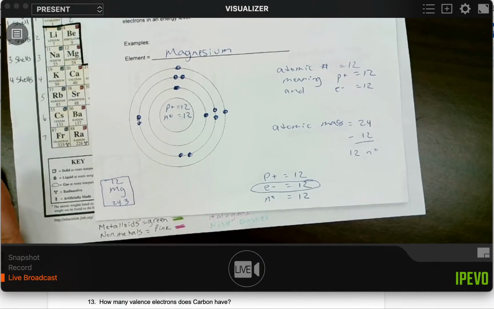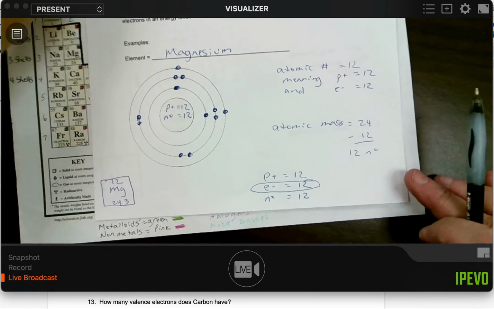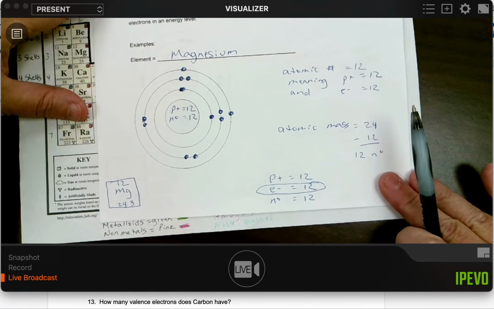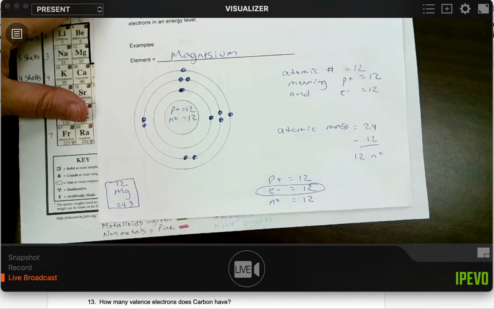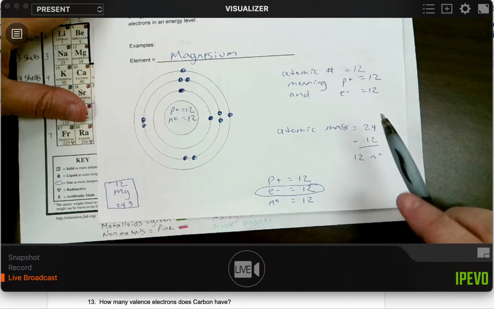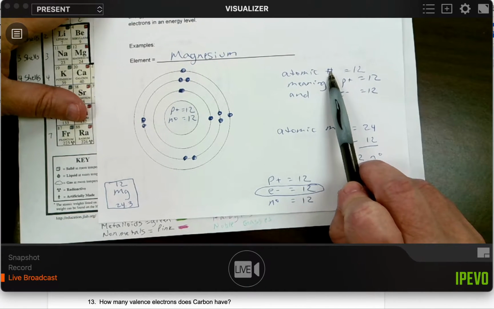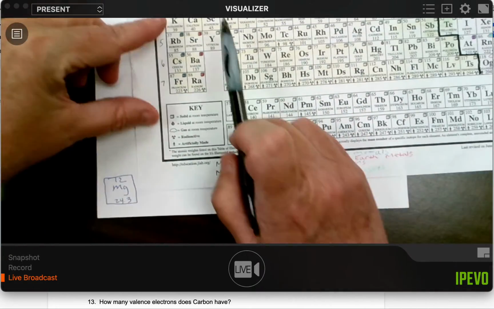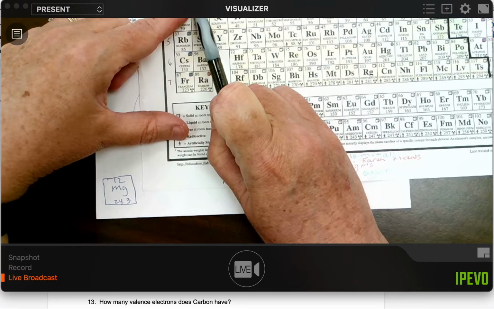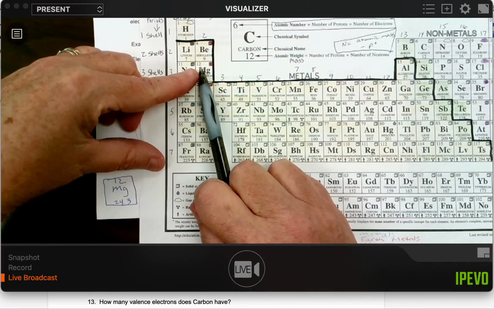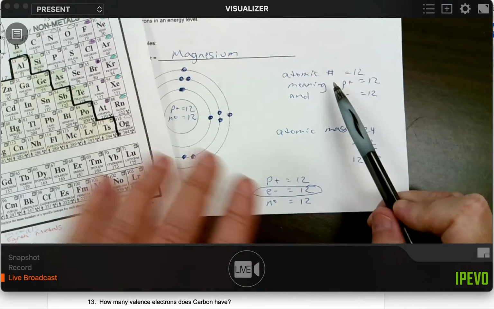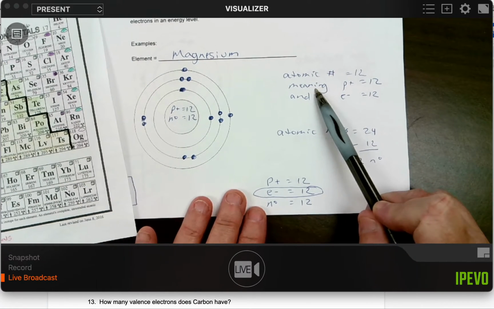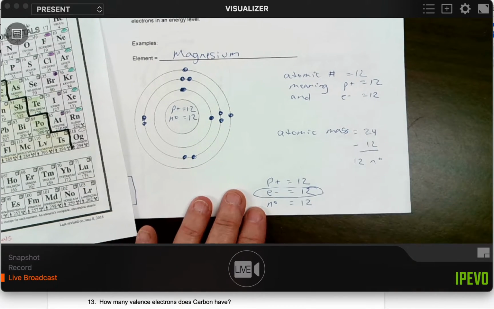Okay, so we have magnesium here, and this is the one we did together in class as an example. So the first thing we had to do was determine how many protons, neutrons, and electrons before we could draw the Bohr model. So over here, atomic number for magnesium. I'm looking on my periodic table, its atomic number is 12, meaning 12 protons, 12 electrons.